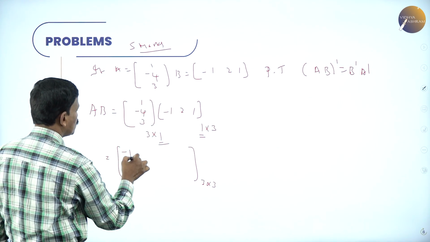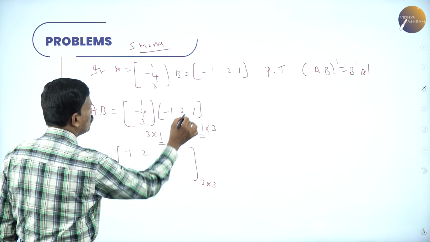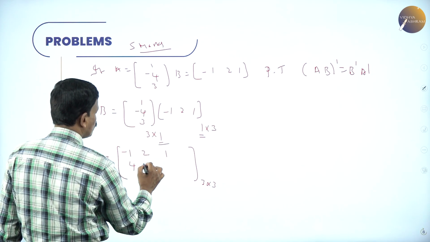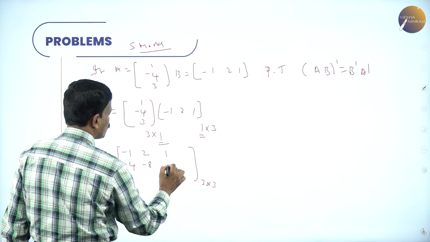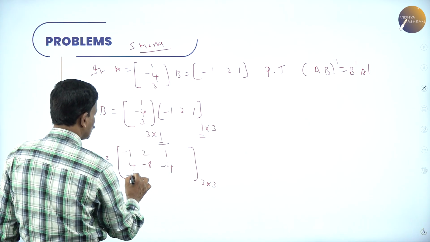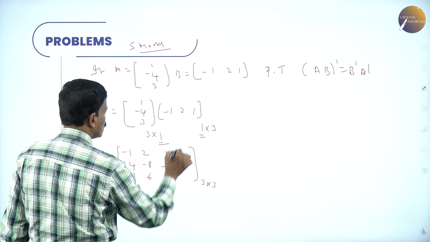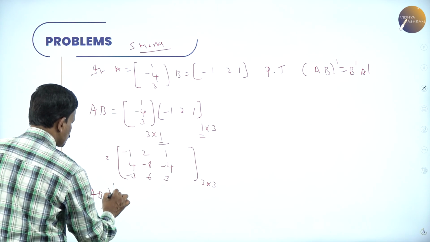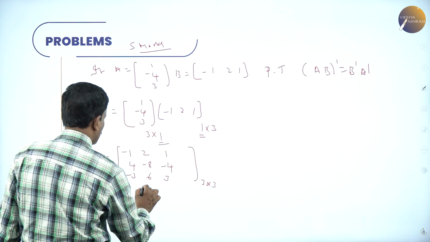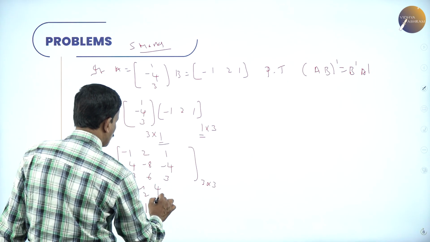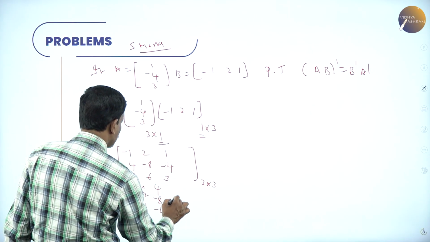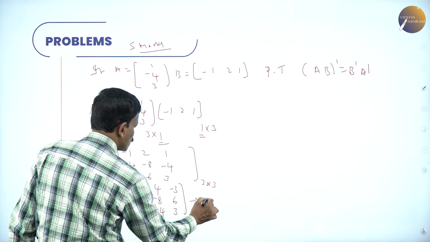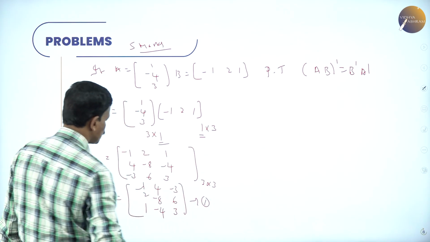So 1 into minus 1 is minus 1, 1 into 2 is 2, 1 into 1 is 1. Again, minus into minus is plus: minus 4 ones are minus 4, minus 4 twos are minus 8, minus 4 ones are minus 4. Again, 3 into minus 1 is minus 3, 3 into 2 is 6, 3 ones are 3. Now transpose this. If I transpose the LHS, that is minus 1, 2 and 1, minus 4, minus 8, minus 4, minus 3, 6 and 3. So this is equation number 1.